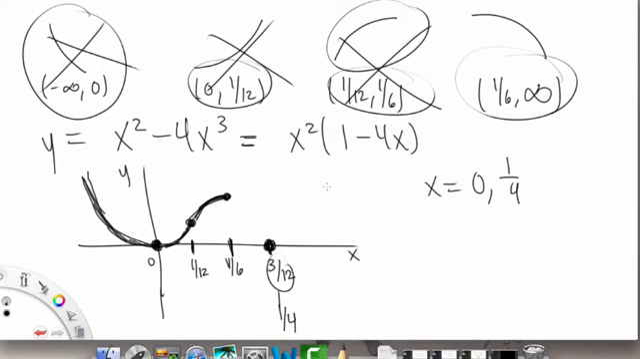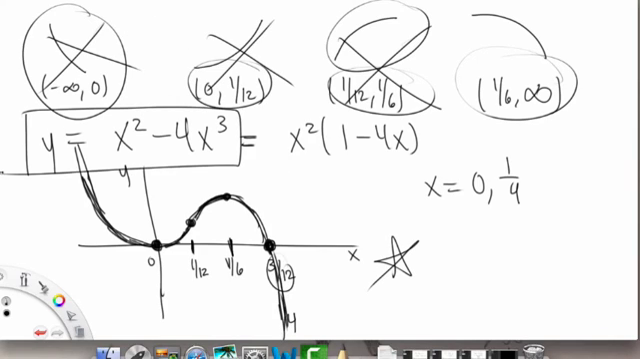And then at 1 over 6, we're done with that piece. From 1 over 6 to infinity, we're going to just keep going down, down, down. We have to cross through that point as we continue going down. That's basically it. That's the sketch of our graph, which was given by this function.